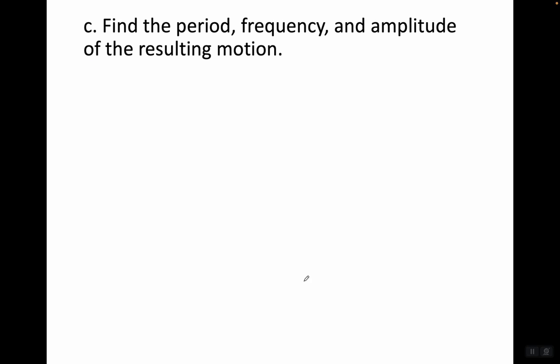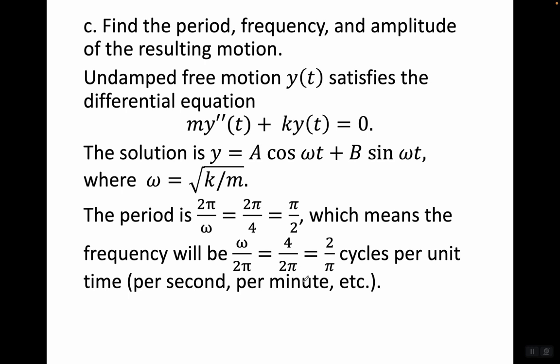Find the period, frequency, and amplitude of the resulting motion. Okay, undamped free motion y of t satisfies this differential equation. Solution is going to be y equals a cosine omega t plus b sine omega t. We saw that a moment ago. The period is 2 pi over omega. In other words, the period is how long it takes to complete one full cycle. 2 pi over omega, which in this case is 2 pi over 4, or pi over 2 seconds per cycle, which means the frequency will be the reciprocal of that, namely omega over 2 pi, which is 4 over 2 pi, or 2 over pi cycles per second.